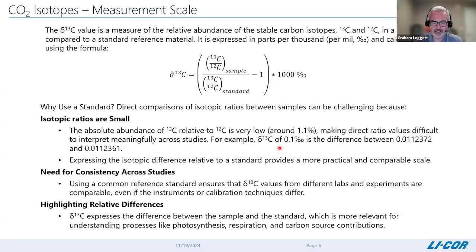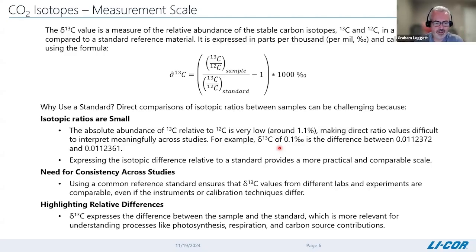So for example, a delta 13C of 0.1 per mil is the difference between 0.0112372 and 0.0112361. So you can imagine trying to express that and compare values from study to study is not very transparent. And so expressing those differences relative to a standard provides a more practical and comparable scale.